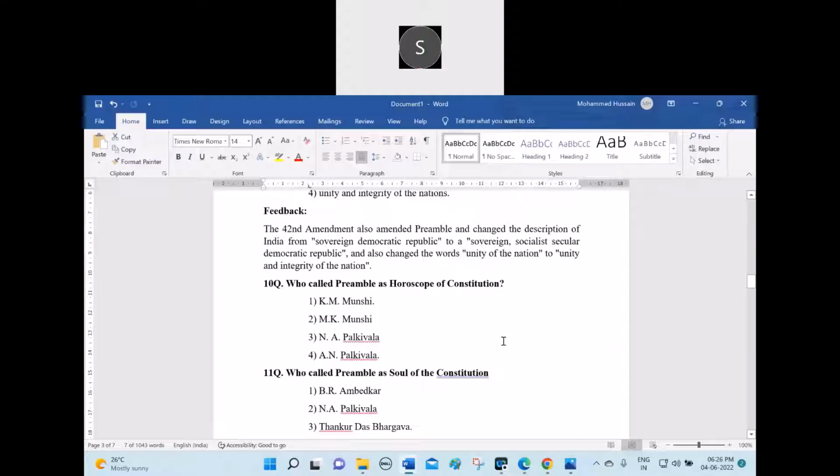Who called the preamble the horoscope of the Constitution? Option 1, K.M. Munshi. Option 2, M.K. Munshi. Option 3, N.A. Palkhivala. Option 4, A.N. Palkhivala.